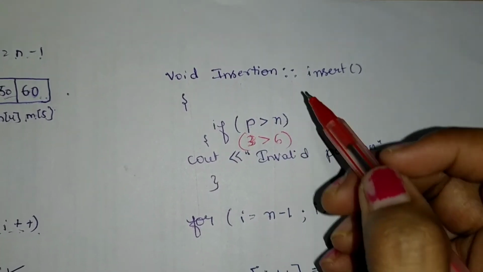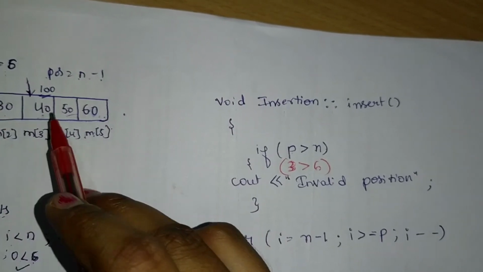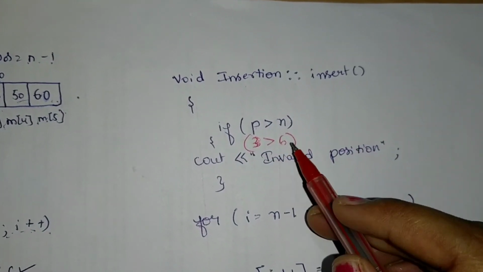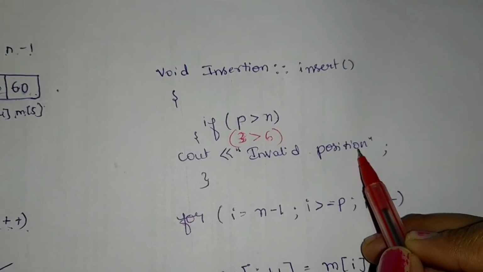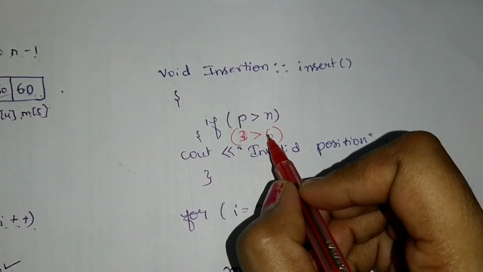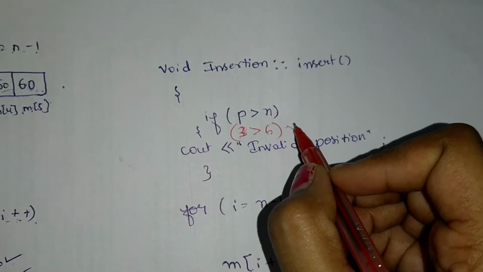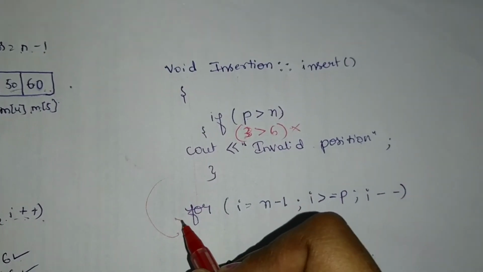So if p, that means the position, is greater than the n value, here we have 6 as the n value. If it is greater than 6, at that time it will display invalid position. But in our case 3 is not greater than 6, so it becomes false. Then it will come to this point.